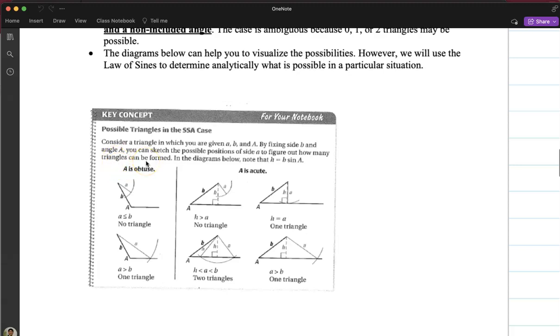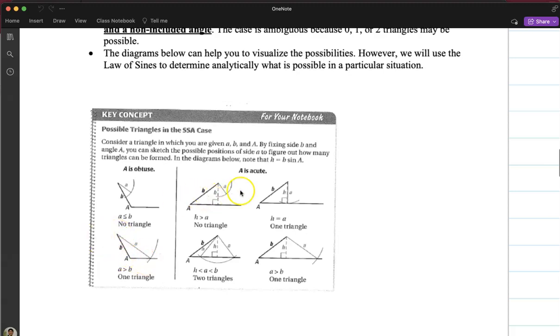When a is shorter, it won't reach this side, so no triangle is possible. How do you know that a reaches? If a is less than or equal to b, it falls short. Only when a is greater than b will it reach. Then you will be able to cut this arc and draw the triangle.